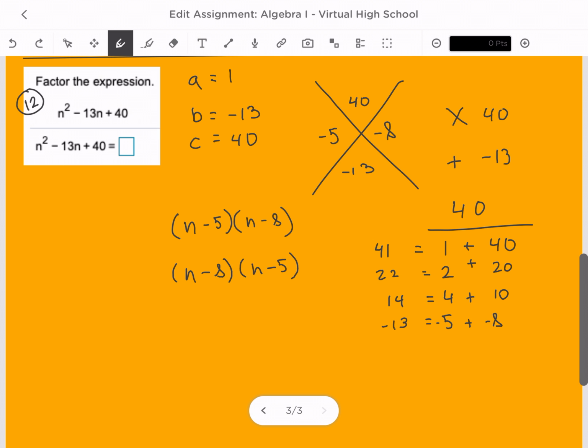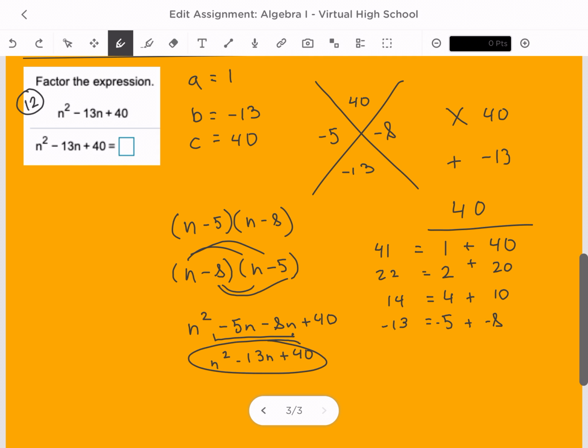And also, if I wanted to check my work to make sure that I did it correctly, I'd FOIL everything out. So if I did that times that, that times that, I'd have n squared minus 5n minus 8n plus 40, and then combine the like terms, so I get n squared minus 13n plus 40. I get what I started with. So that means that I did do my work correctly, so this is the answer, or this could be the answer too. Okay? Keep asking questions, I'll keep making videos.